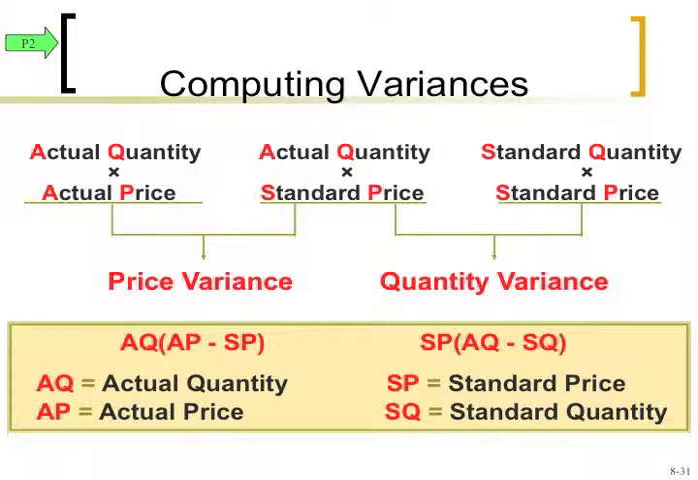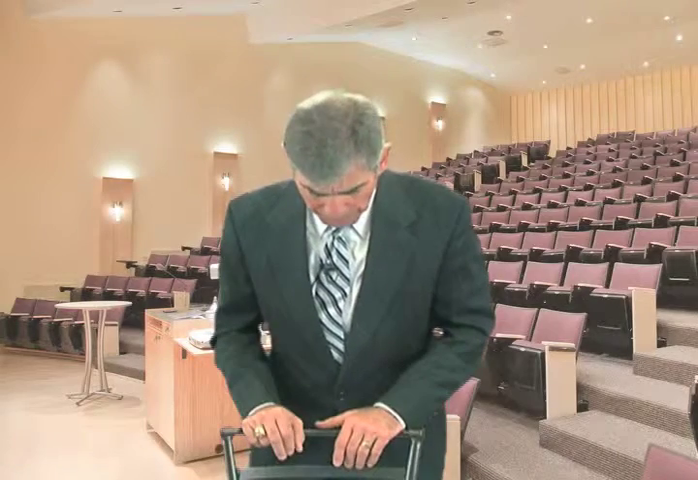Our variance on the left will always be the price variance. Our variance on the right will always be our quantity variance. This is a slide that I recommend that you make sure you have a copy of, can access it, because this will help you in your computation of variances.